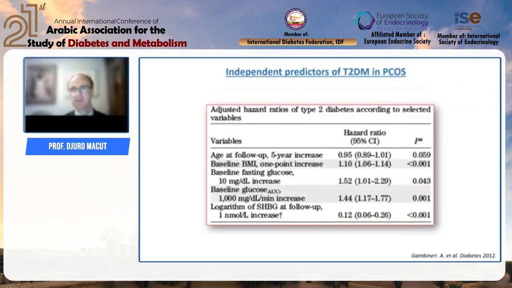This way to diabetes is very sure. This study, a long-standing follow-up from the Italian group from Bologna, followed those women for over a decade and showed that an increase of baseline fasting glucose of only 10 milligrams per deciliter can increase the hazard ratio to develop diabetes by 50%. So very direct and very obvious consequences.